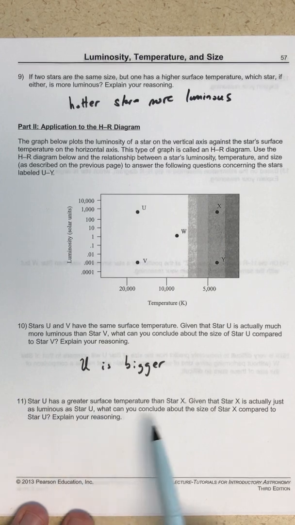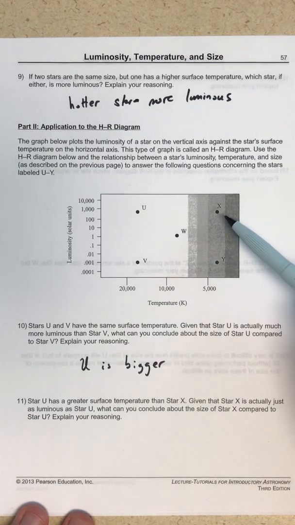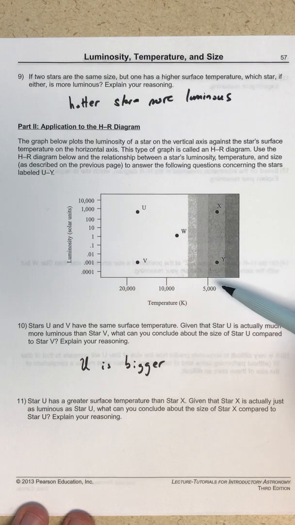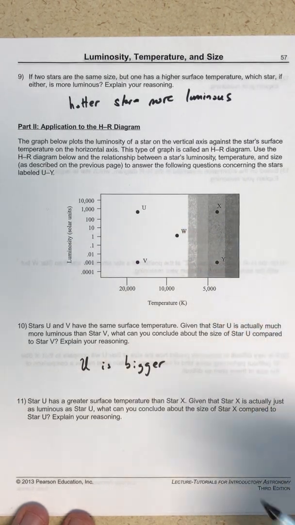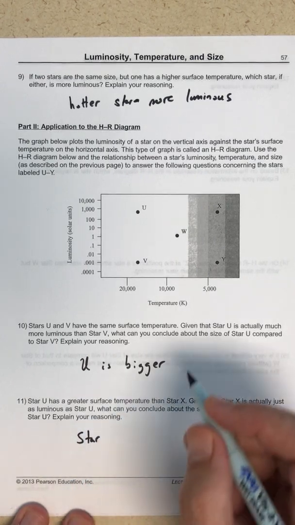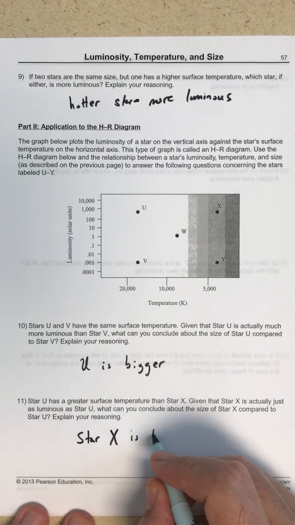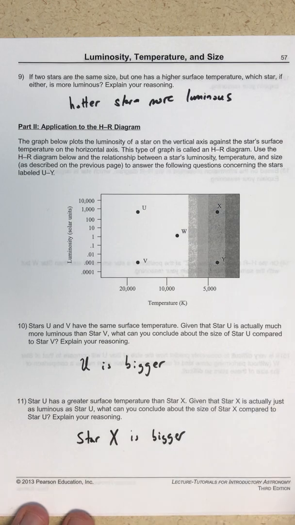Star U has a greater surface temperature than star X. Given that star X is actually just as luminous as star U, what can you conclude about the size of star X compared to star U? Alright, so star X is much cooler on its surface, but yet it has just the same luminosity. That is only possible if X is a big boy. Star X is bigger than star U.